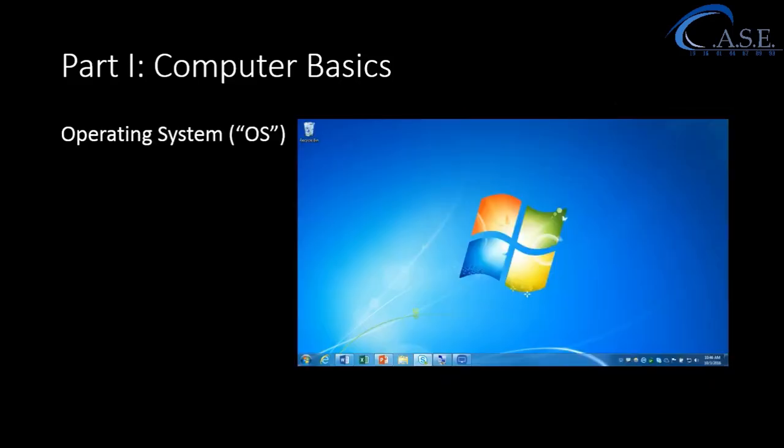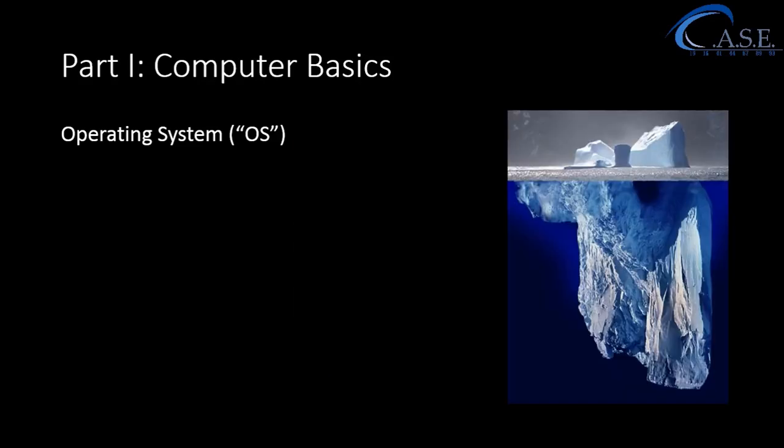Then you've got this thing called the operating system, and in this case it's Windows 7. And the operating system is software. It falls in the software category. And it has several jobs, but there are two main ones that I want to point out. First of all, the operating system is really the glue between the hardware and the software of the computer.